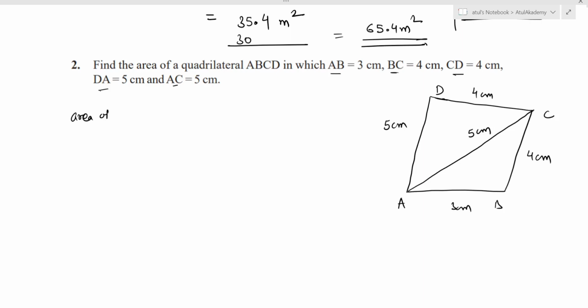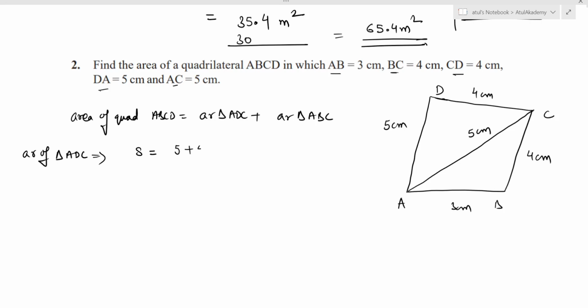So area of quadrilateral ABCD is equals to area of triangle ADC plus area of triangle ABC. For both of them, I'll use Heron's formula separately and let's calculate. First, let's calculate area of triangle ADC. So same way, I'll use the formula and calculate S first. So S will be in the first case 5 plus 4 plus 5 by 2, which is 5 plus 5 10, 10 plus 4 14, 14 by 2 is 7 centimeter.